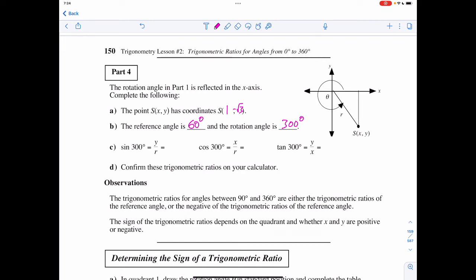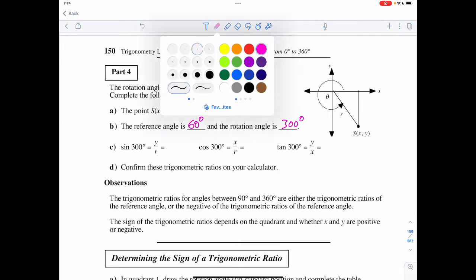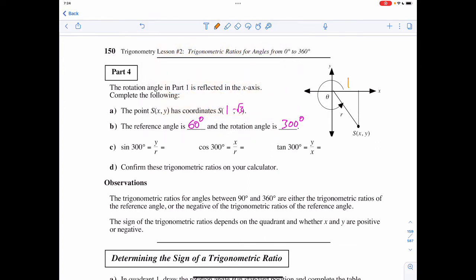What do we see in here? My x is now positive, my y is negative, and my r is still positive. So I have a sine value of negative root 3 over 2. I have a cos value of positive 1 over 2. And I have a tan value of negative root 3 over 1, which is just negative root 3.